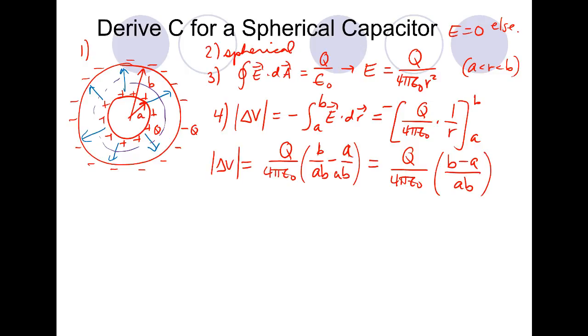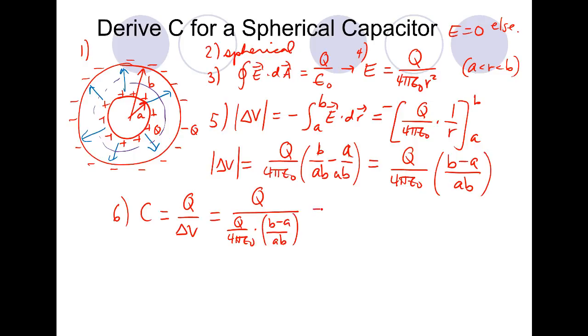Okay, so we did steps 4 and 5 together. That would be step 4, finding the field, and then this is step 5. Okay, step 6. The capacitance, therefore, would be Q over delta V, which would be Q divided by Q over 4 pi epsilon naught times B minus A over AB. And everything is going to flip, so we're going to have 4 pi epsilon naught times the expression AB over B minus A.